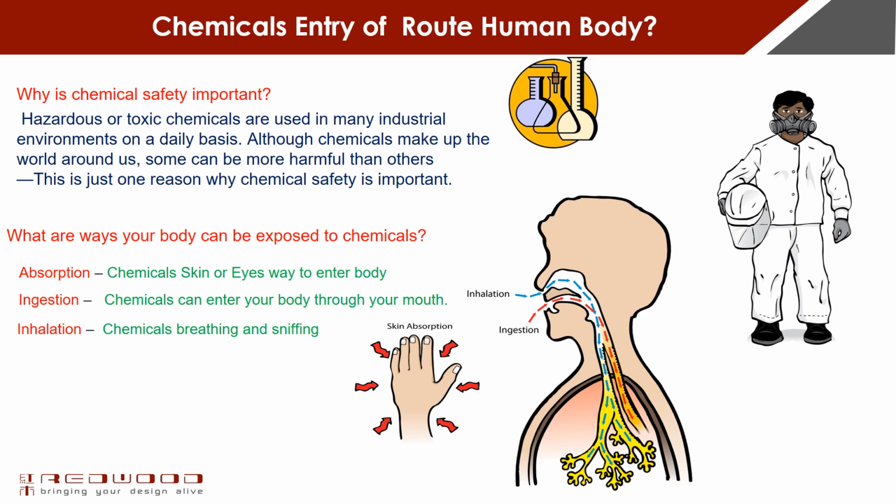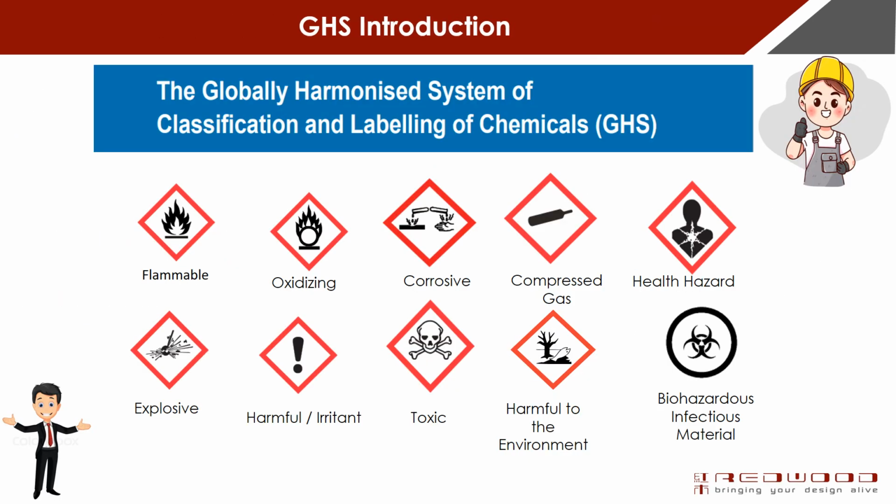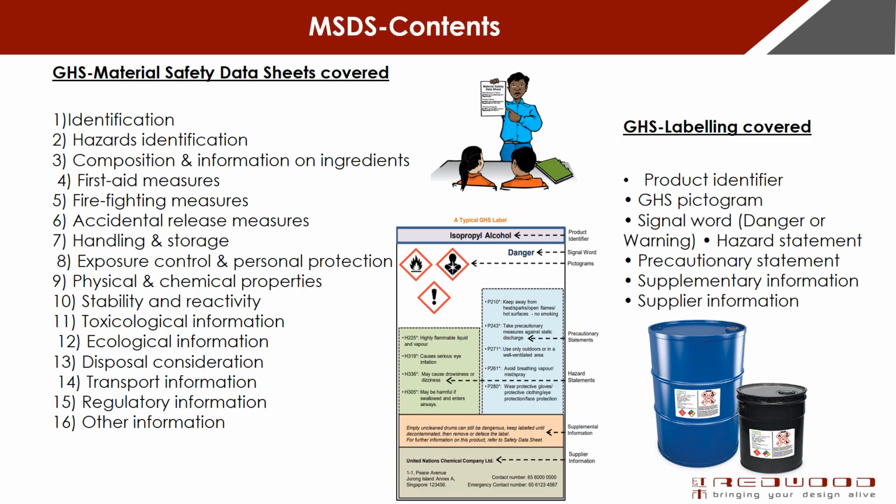Chemicals can enter the body through skin, eyes, mouth, or breathing. Always refer to chemical pictograms in MSDS or SDS before handling chemicals. If unsure, consult your supervisor or safety personnel. MSDS, Material Safety Data Sheet, must be referred to before handling chemicals. It provides instructions for safe handling, storage, and emergency actions.